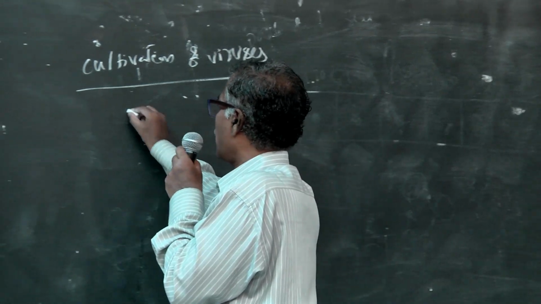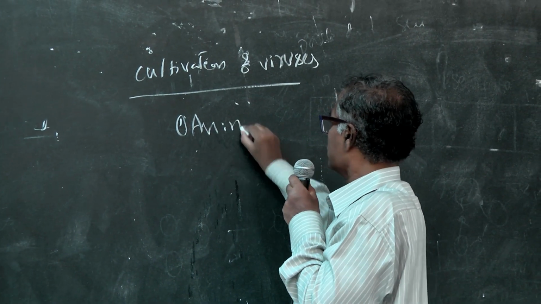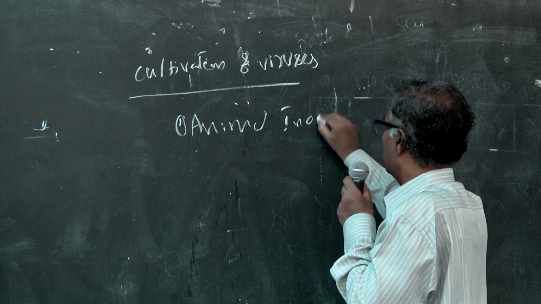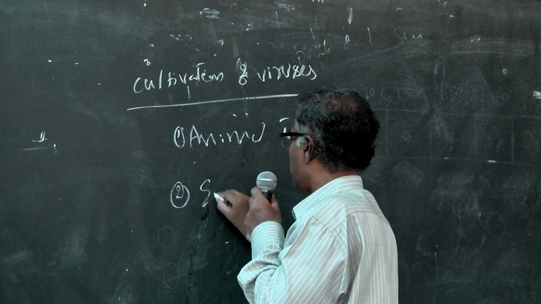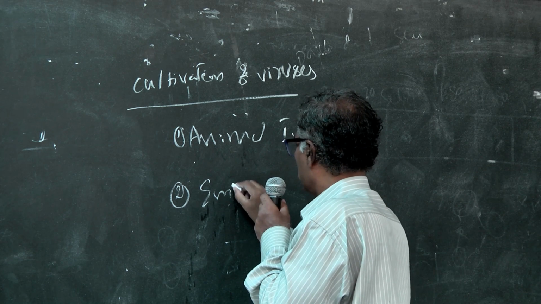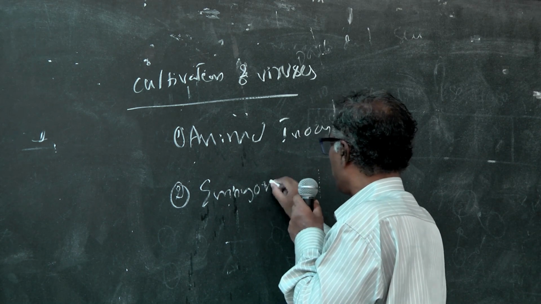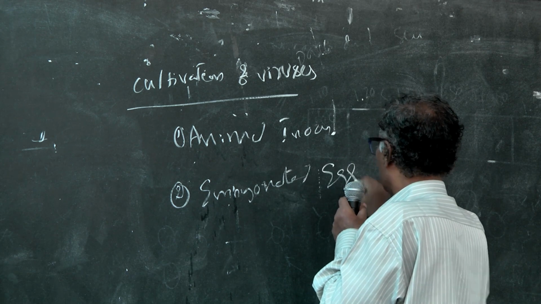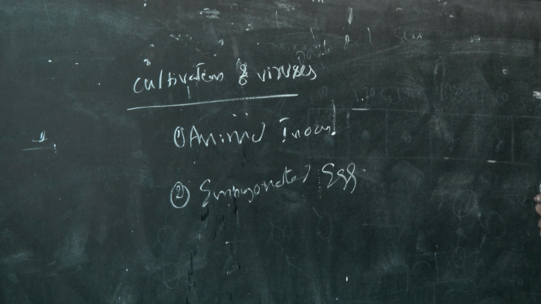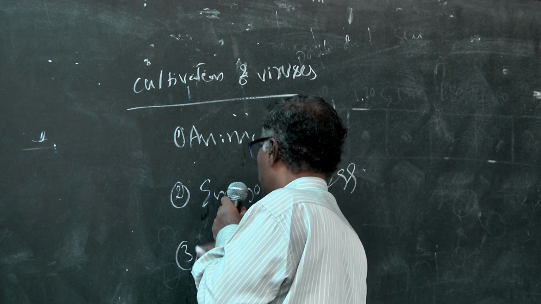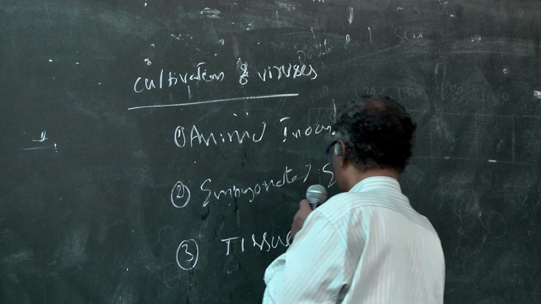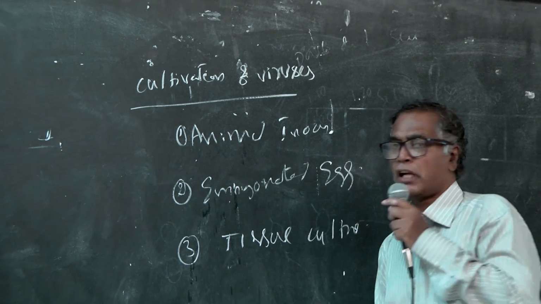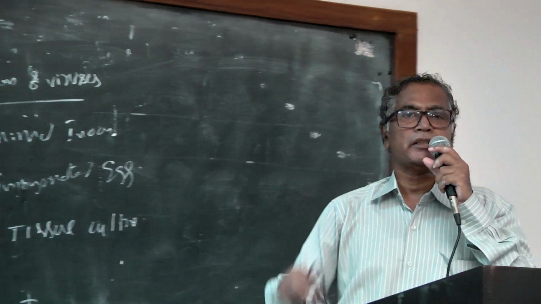These include, one, animal inoculation, two, embryonated egg inoculation technique, or third, tissue culture. So animal inoculation, what are the animals? Trials have been going on for so many years. So what type of animals should be used for the cultivation of viruses?